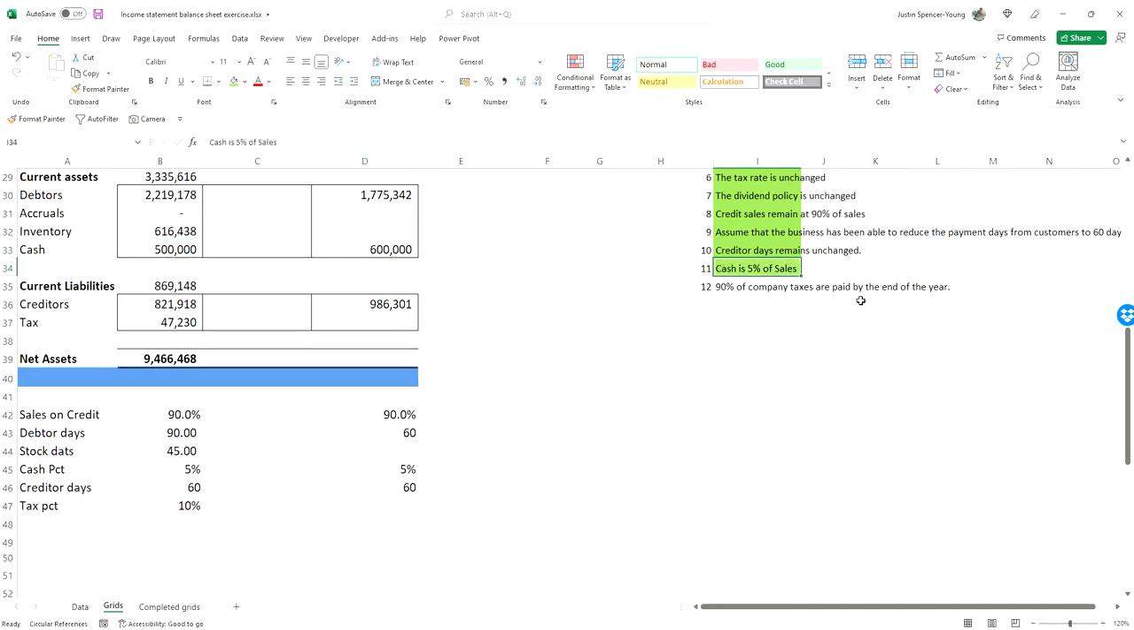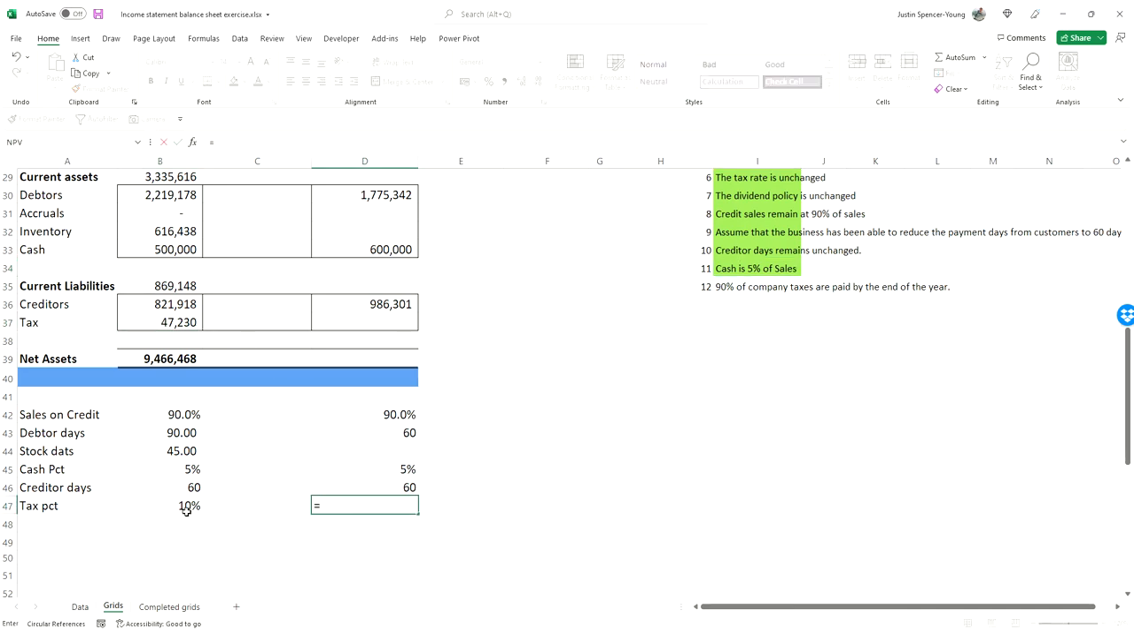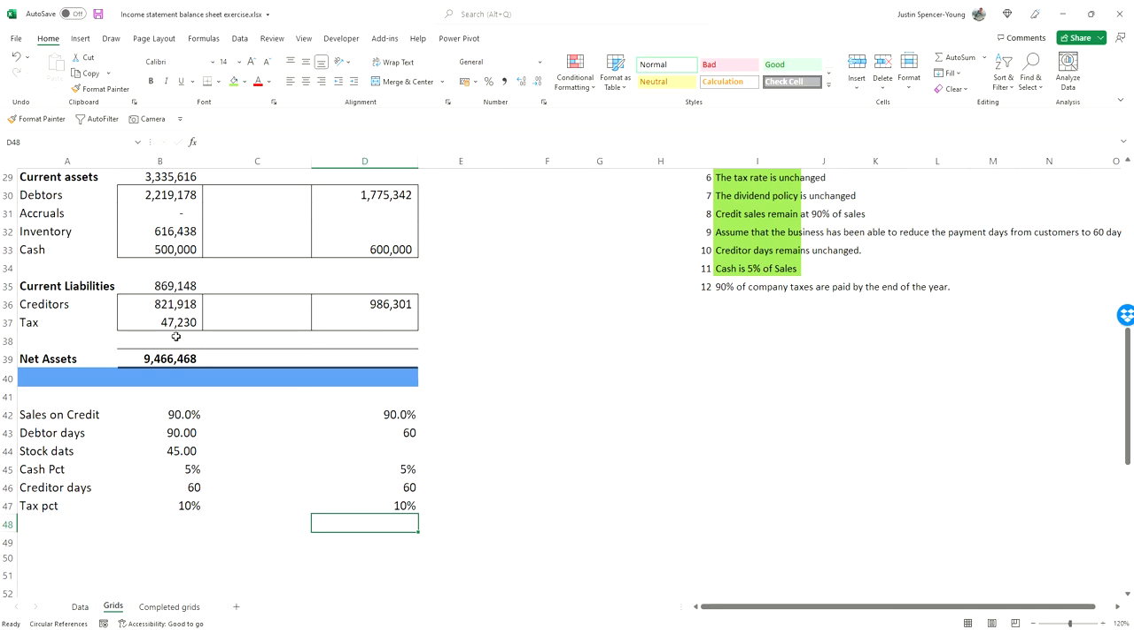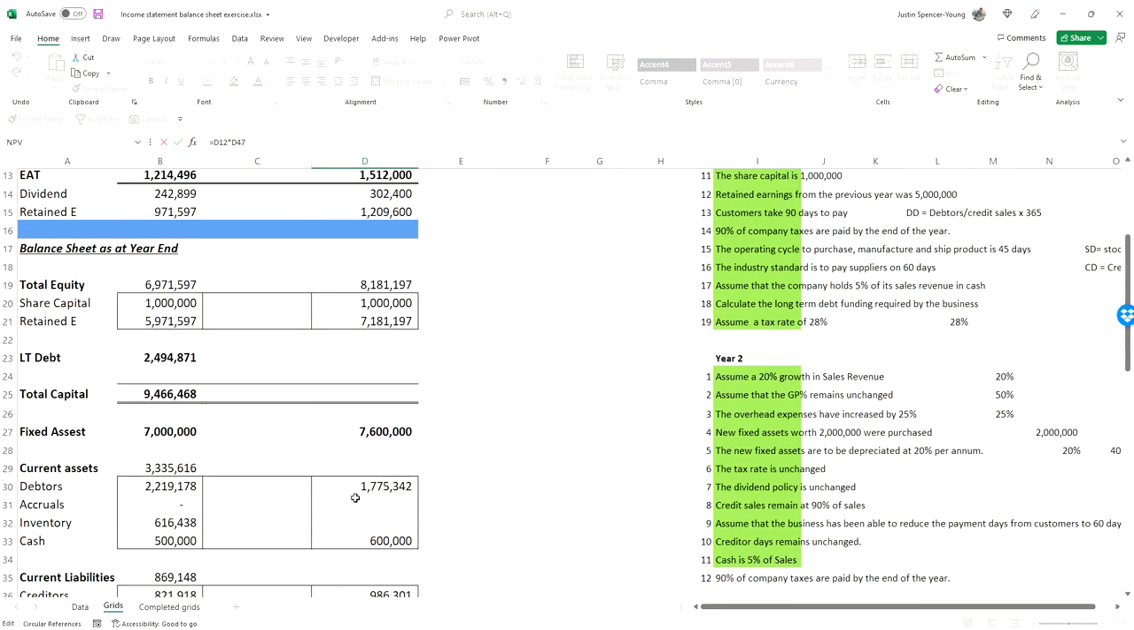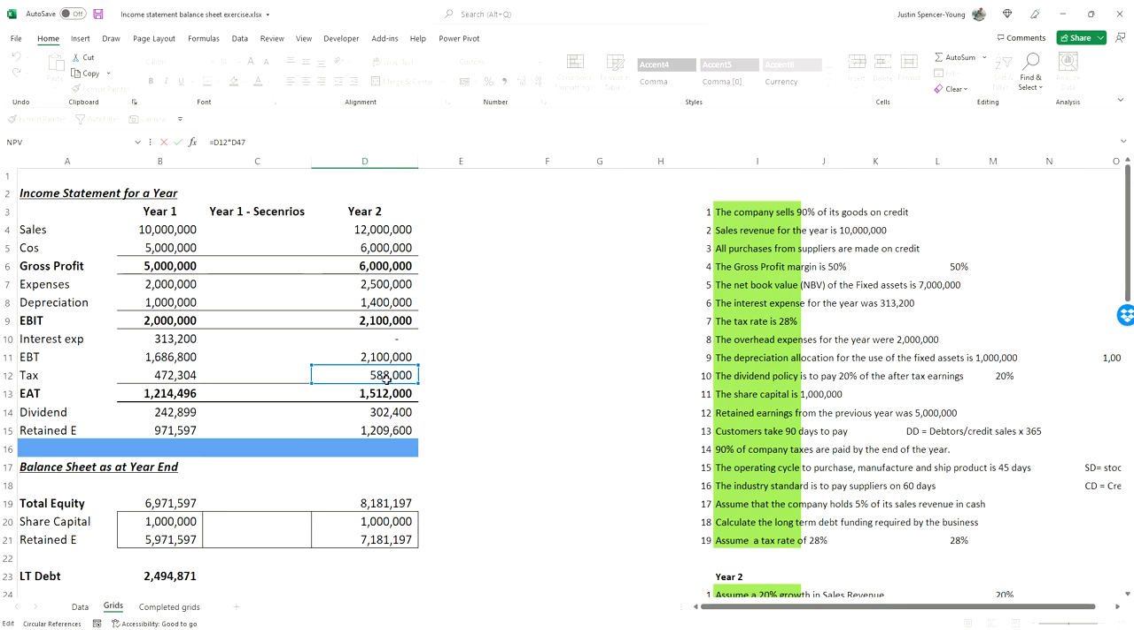90% of the taxes are paid by the end of the year. All right, so therefore the tax percentage, we can move that across. That's going to be the same. We can copy that formula, Control C, Control V, and test it that it's using 10% of those taxes over there.